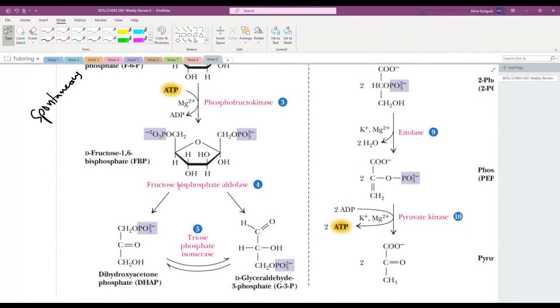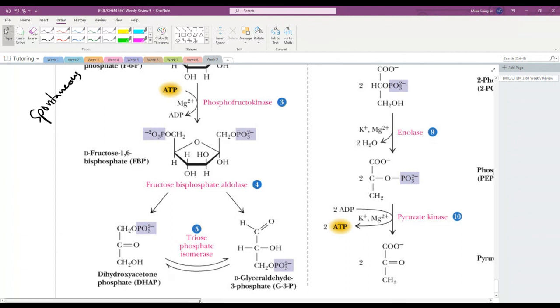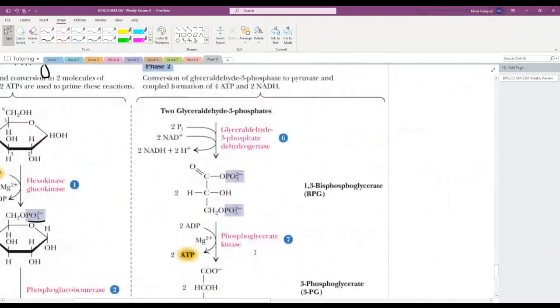This one is one I don't want to comment on because I know that cleavages are a little bit different, like bringing them together. But the point of the fourth reaction is to cleave into dihydroxyacetone phosphate and glyceraldehyde 3-phosphate. Really, we want glyceraldehyde 3-phosphate, so this fifth reaction of this triose phosphate isomerase is going to convert any DHAP into G3P. Okay? And then at the end, we're going to have 2 G3P.